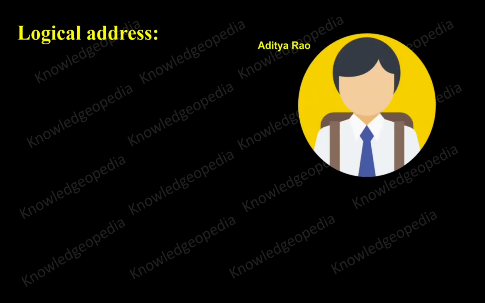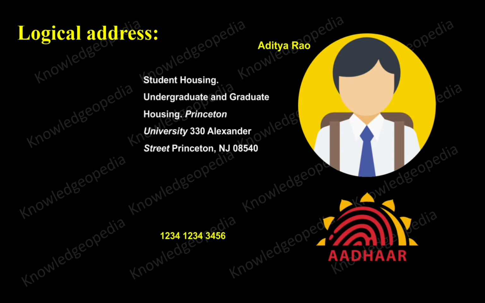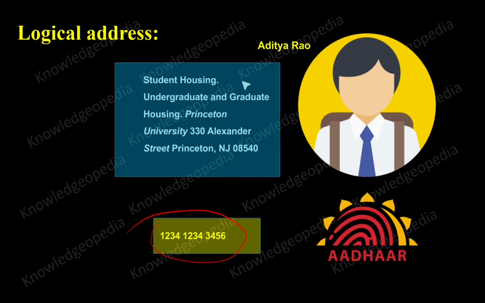Now let us assume Aditya Rao has completed his engineering and is going for an MS at Princeton University. So now Aditya Rao is moving from BITS Pilani to Princeton University. His physical address will remain the same, that is, the Aadhaar number will remain the same. What will change? His logical address will change. When he moves from BITS Pilani to Princeton University, his logical address will change. So this is the new address of Aditya Rao, right?